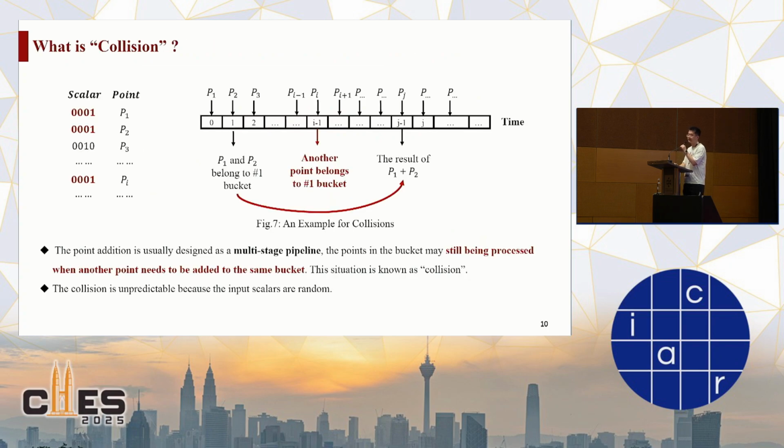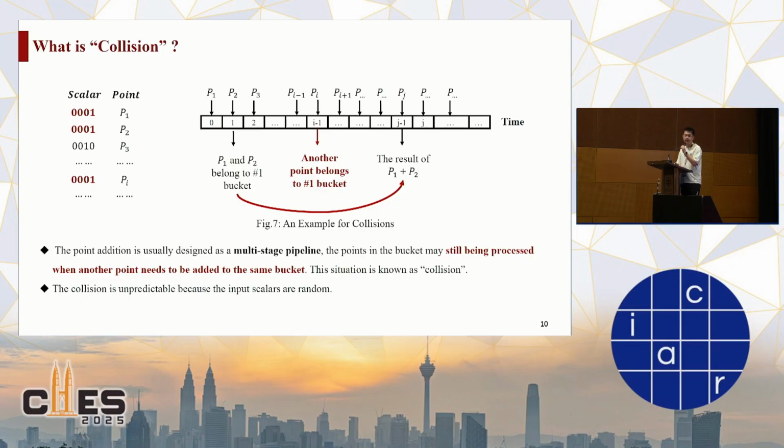As for collisions, here we have shown an example in figure 7 to illustrate their impact on the overall performance. We are given a series of scalars and points, and at time 1, there are 2 points, P1 and P2, that belong to the same bucket with index 1. Remember that the point addition unit is a multi-stage structure, so we can get the result of P1 plus P2 at time g minus 1. And before this time, the content of the bucket with index 1 is invalid.